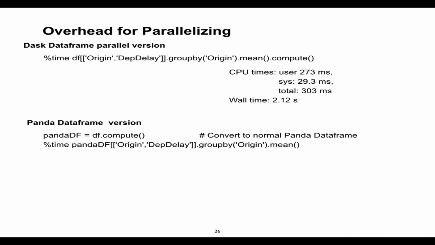So we can first call compute on the data frame itself to get a pandas data frame, a single data frame, and then do the same set of operations on it. And it took 679 milliseconds as opposed to 2.12 seconds.